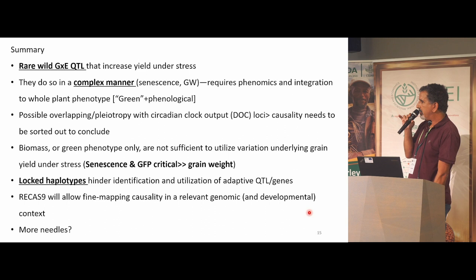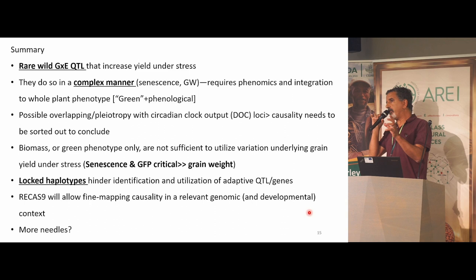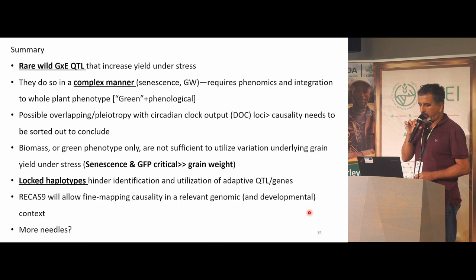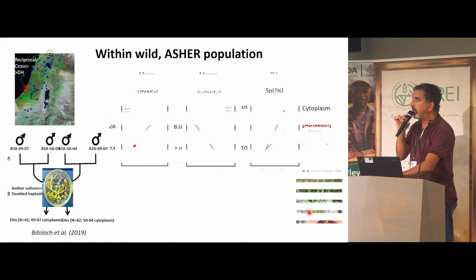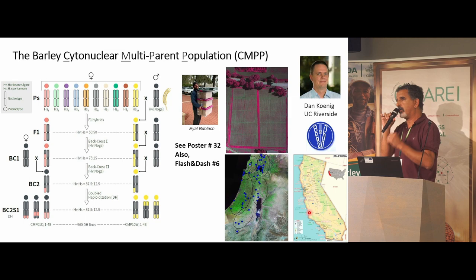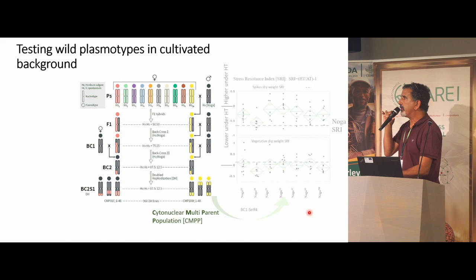And the problem also with wild alleles is that they are locked haplotypes, and perhaps what we try at least to do is to do even crosses within wild introgression to overcome problems like we have with the dry 2-2. So as I said, more than that, I urge you to go and look at Eyal Bdolach's poster. He's going to talk about the CHEMP and show you very nice things. The CHEMP is now going to grow in Israel in several locations, but also in California. I'll skip this one. Eyal will talk about that.